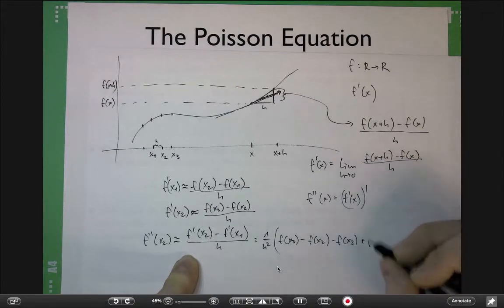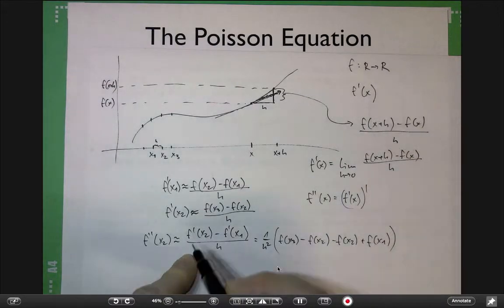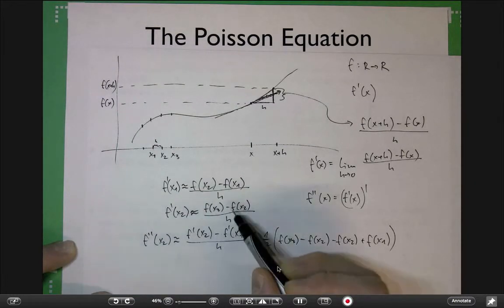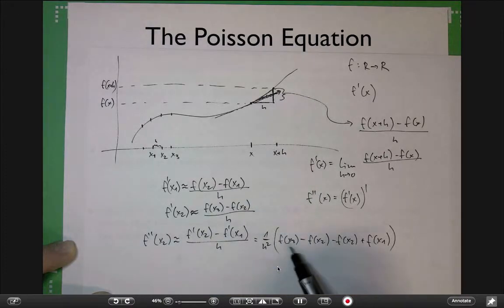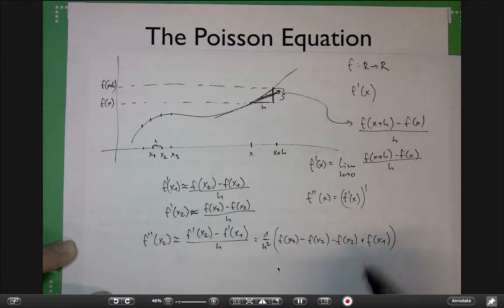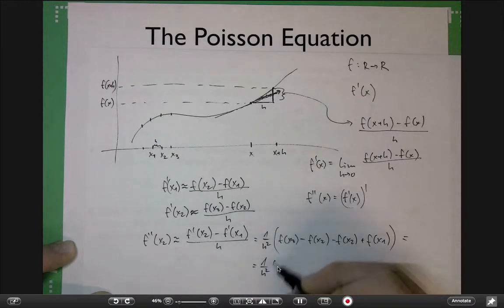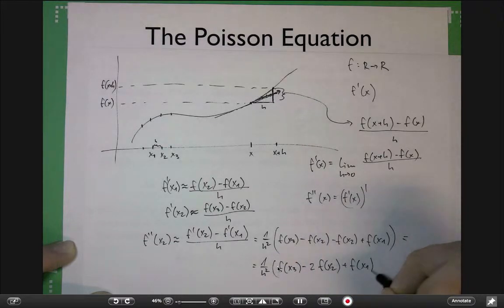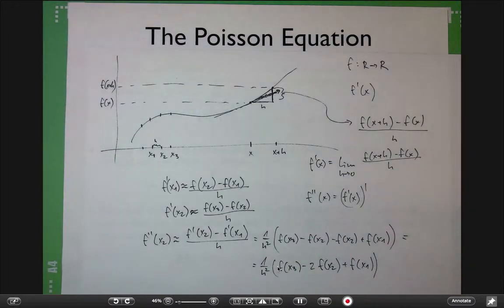f(x2) plus f(x1). Right? So here I took the approximation of my first derivative at x2 and substituted this here, so that's f(x3) minus f(x2), minus this thing, minus f(x2) plus f(x1), that's because this is with minus. This is divided by h again, so it's divided by h squared altogether, and this altogether is 1 divided by h squared, f(x3) minus 2 f(x2) plus f(x1). And this is the answer to your question.